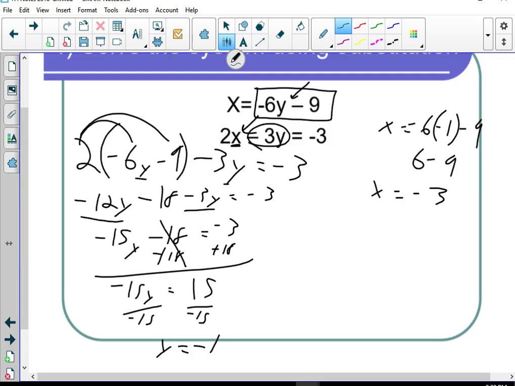Now remember, we solved for y first. That doesn't mean we write that first. Negative 1, the y still goes over here. I see that happen a lot. People go, oh, the first one I solved. No, it's still alphabetical order. Negative 3, negative 1.